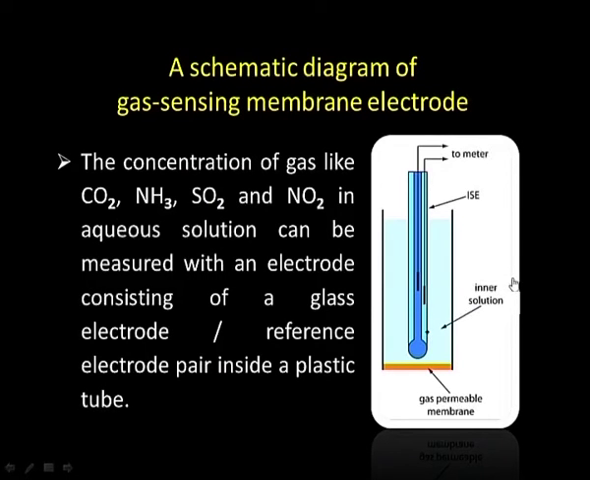Now, if we consider a gas sensing membrane electrode, it is slightly different. In this case, we have the outer tube, at the bottom of which a gas permeable membrane is fitted. The tube is filled with inner solution, whereas the second tube, or the lower diameter tube, possesses a silver chloride or reference electrode. We have now two electrodes here, one the reference electrode and second the internal electrode, which goes to the meter. The concentration of gases like carbon dioxide, ammonia, SO2, NO2 in aqueous solution can be measured with an electrode consisting of a glass electrode and reference electrode pair inside a plastic or glass tube.